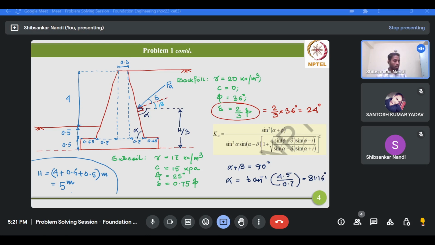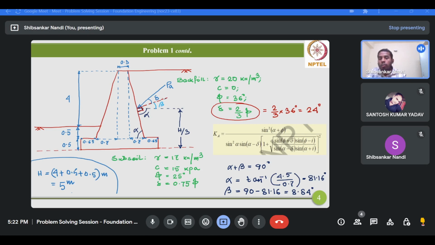If you calculate, then this value would become 81.16 degree. So if alpha value is 81.16 degree, then beta value should be 90 minus 81.16, that means 8.84 degree. So therefore, we have got the total inclination of this PA with respect to the horizontal.